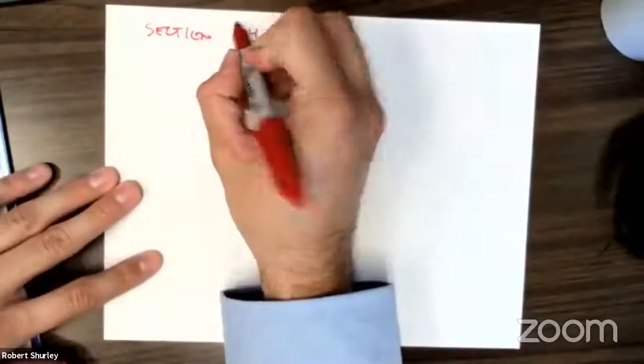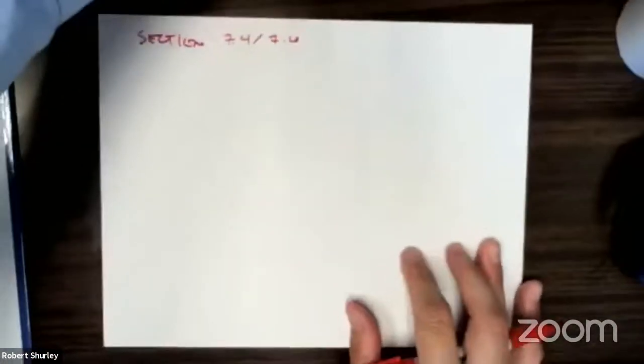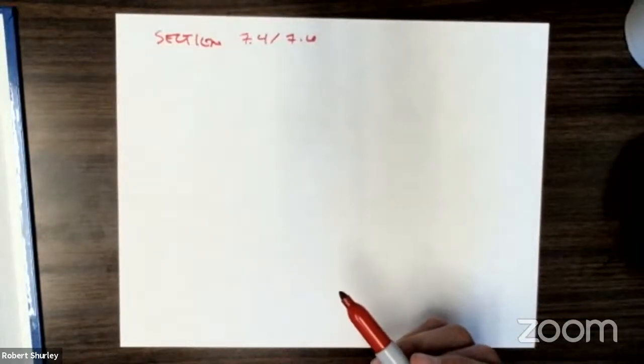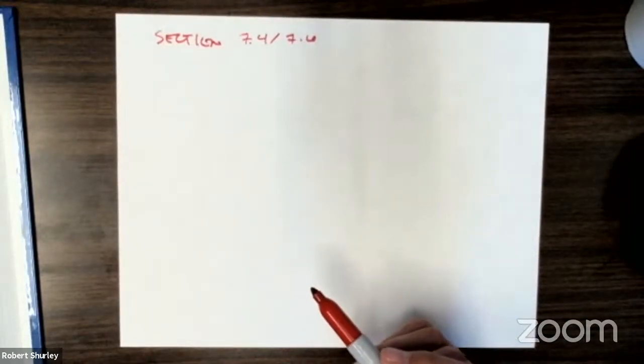So let's get started. Today in 7.4, your book talks about population proportions and sample proportions, and really the central limit theorem as it relates to the proportion. It's very similar to what we did in 7.2 and 7.3. We just have to find the standard deviation a little bit differently.